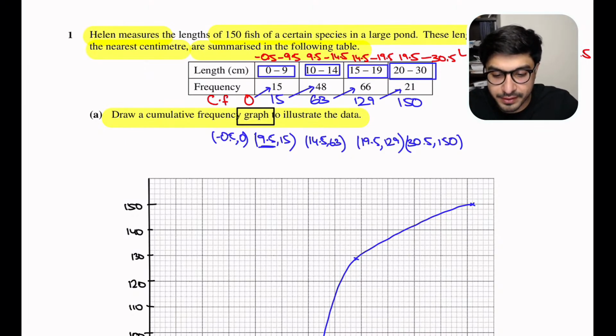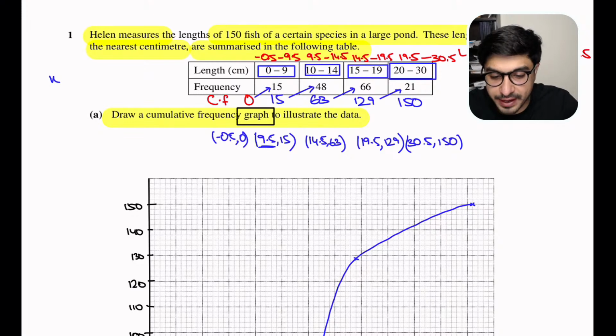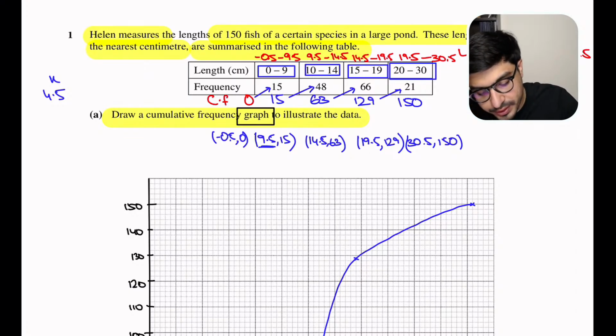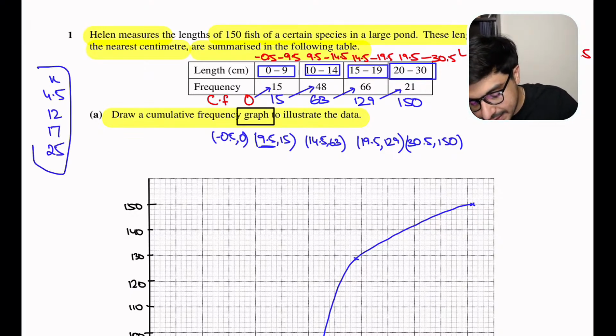So x is going to be the middle value for each class interval. It's going to be negative 0.5 plus 9.5, which is 9 divided by 2, so it's going to be 4.5. Then 9.5 plus 14.5 is 24, and 24 divided by 2 is 12. Then 14.5 plus 19.5 divided by 2 is going to be 17, and then it is going to be 25. This is how we will get our middle values.